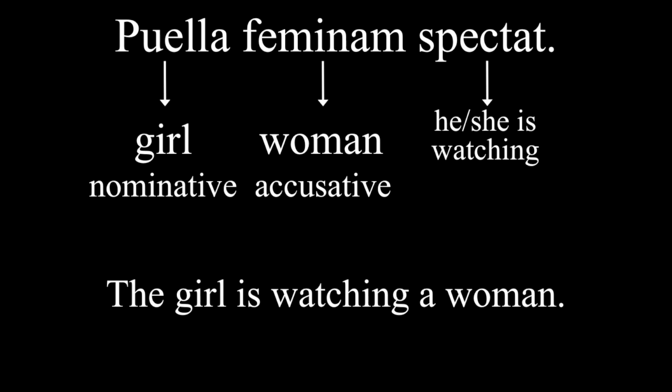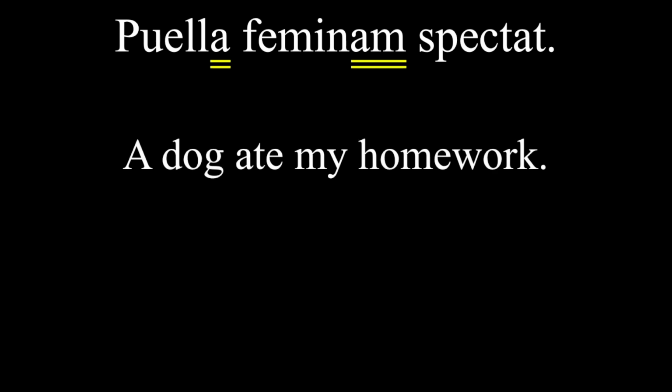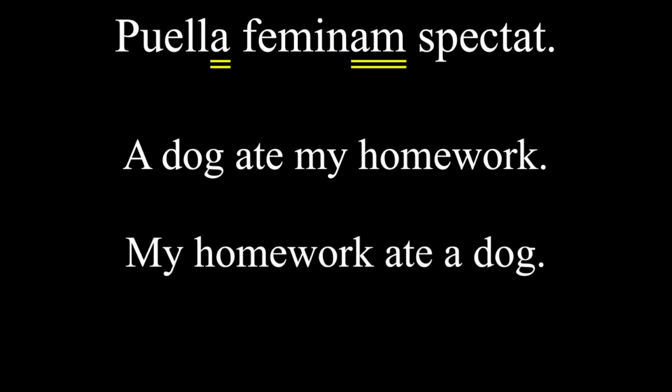Now, since Latin has these case endings, it doesn't rely on word order to convey meaning the way that English does. So going back to our earlier example in English, we have, "A dog ate my homework." We could rearrange this sentence and instead have, "My homework ate a dog." Now, we haven't changed any of the individual words, but due to English's reliance on word order, we've changed the meaning of the sentence drastically. Latin doesn't work that way. So in our example, puella is the nominative, meaning that the girl is the subject of the sentence regardless of where that word is found in the sentence.